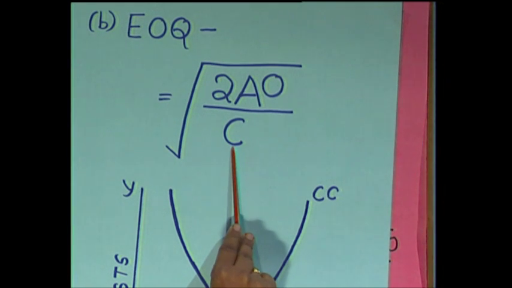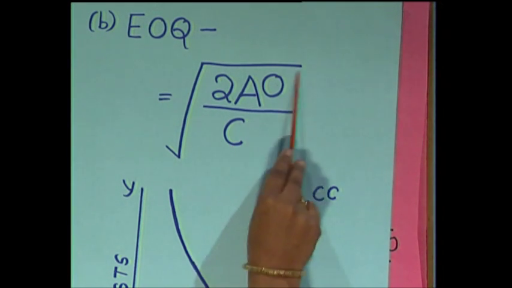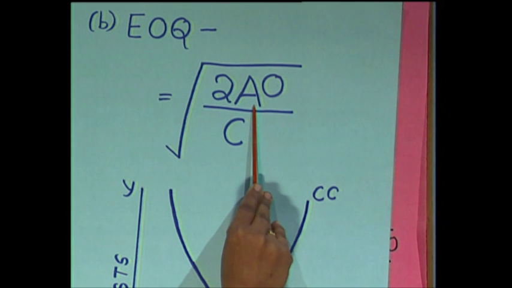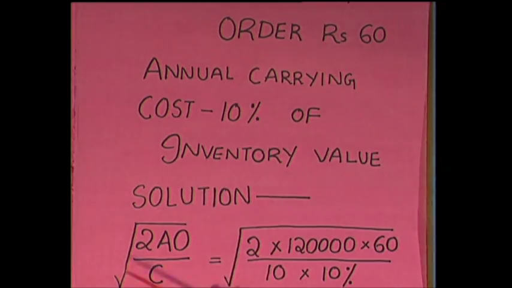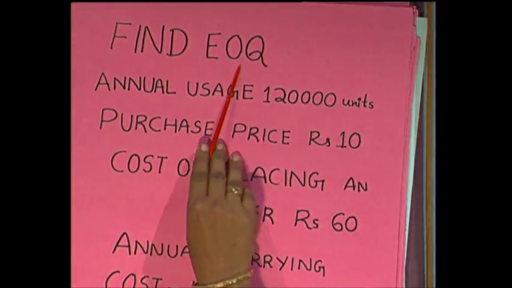The same thing can be calculated with the help of a formula. It is root 2AO by C. A refers to the annual requirement, O is ordering cost per order and C is carrying cost per unit. Here you have to calculate EOQ.